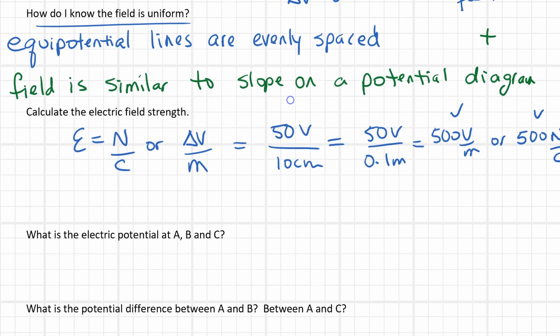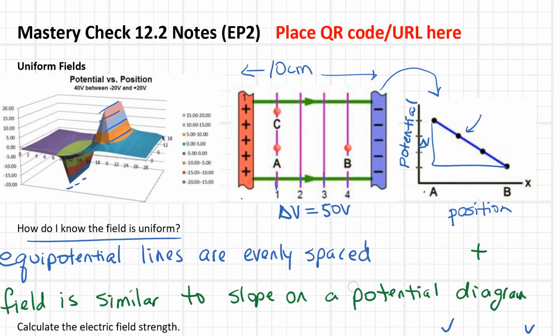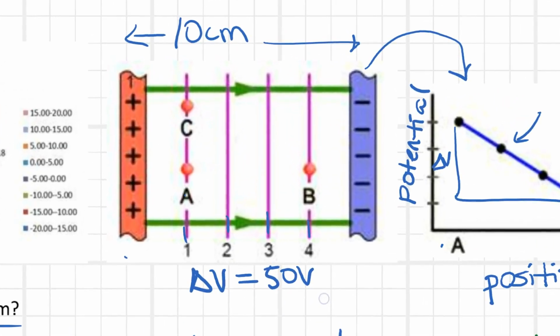what is the electric potential at A, B, and C? Okay, well, let's see. I said that the change in potential is 50 volts. Where is it lowest and where is it highest? So if you imagine putting a positive charge here, going this way would be going up the hill because it's going to be attracted to the negative, and repelling from the positive.